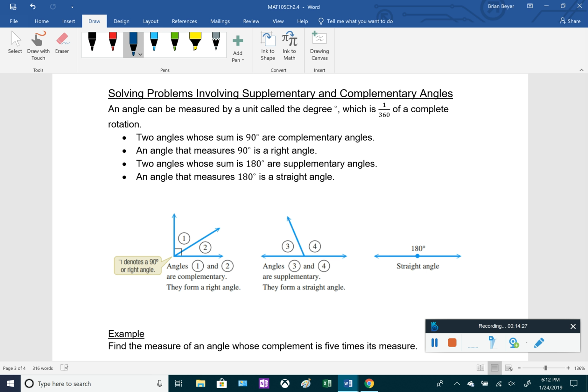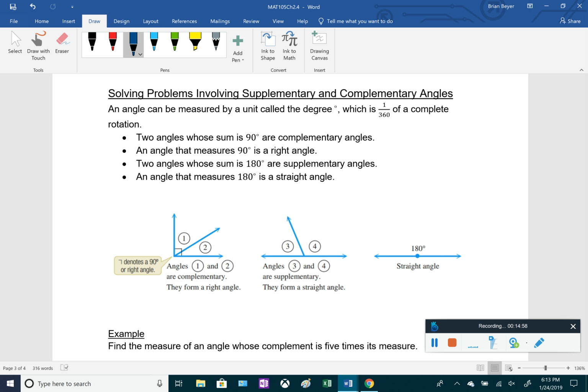So here are some other important terms. Two angles whose sum is 90 degrees are complementary angles. So if two angles add to 90 degrees, they're complements. An angle that is 90 degrees is a right angle. So only right angles are 90 degrees. Two angles that add to 180 degrees are called supplements, so they're supplementary angles. And an angle that is 180 degrees is called a straight angle.